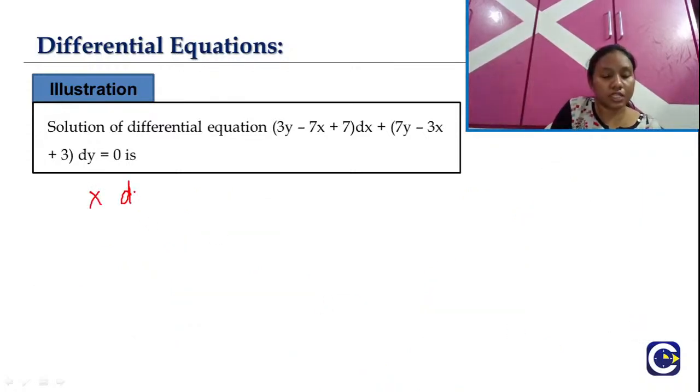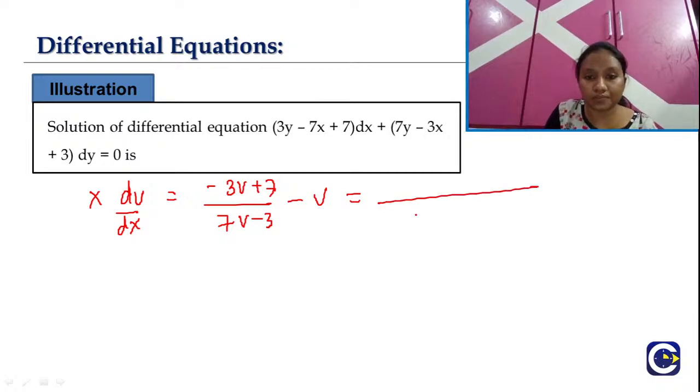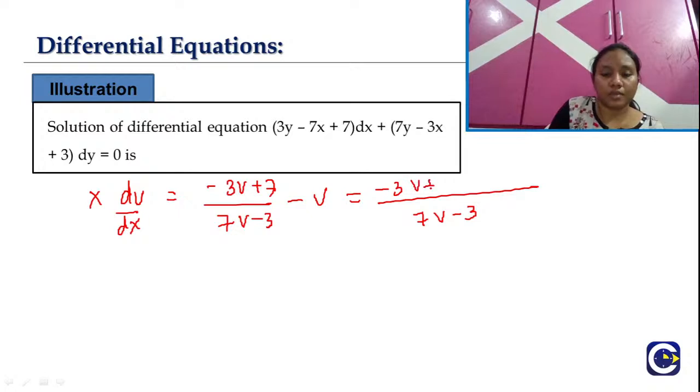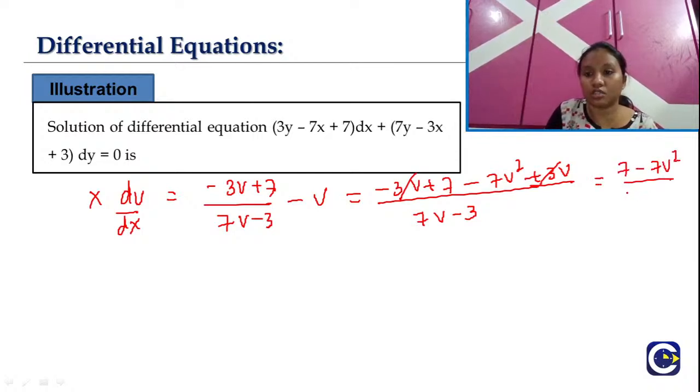So x dv by dx will be equal to (−3v + 7)/(7v − 3) − v. So let's take the LCM, 7v − 3. The numerator becomes −3v + 7 − 7v² + 3v, and the +3v and −3v cancel, so we have 7 − 7v² in the numerator and 7v − 3 in the denominator.